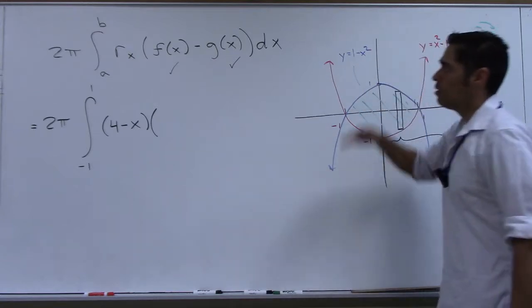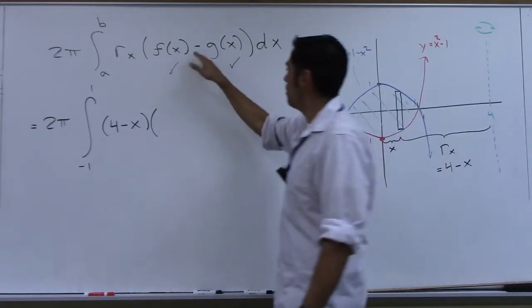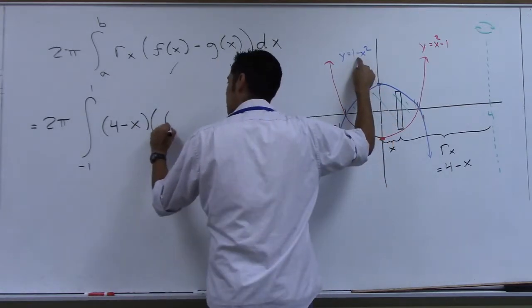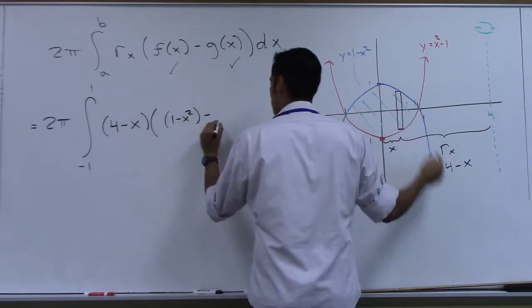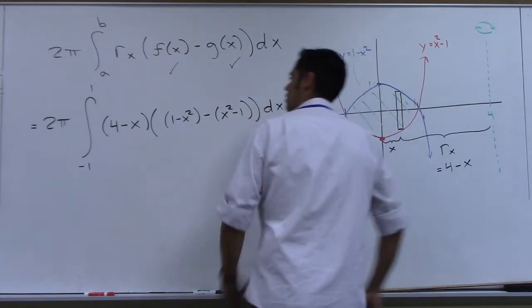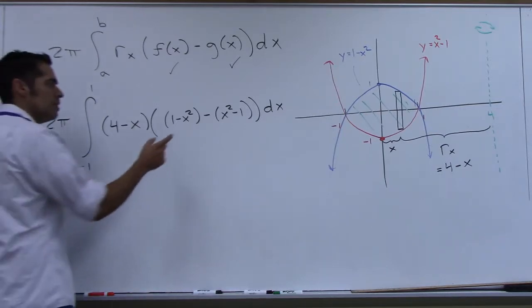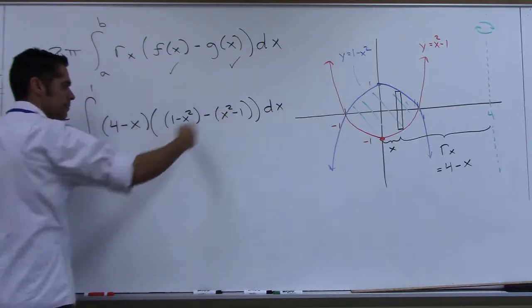And then your function f of x minus the g. So f of x was 1 minus x squared minus the bottom function, which was x squared minus 1 dx. Now I kind of have a lot of parentheses in here, but I'm only doing that to be sure that you distribute that negative properly. All right? So let's clean this up.